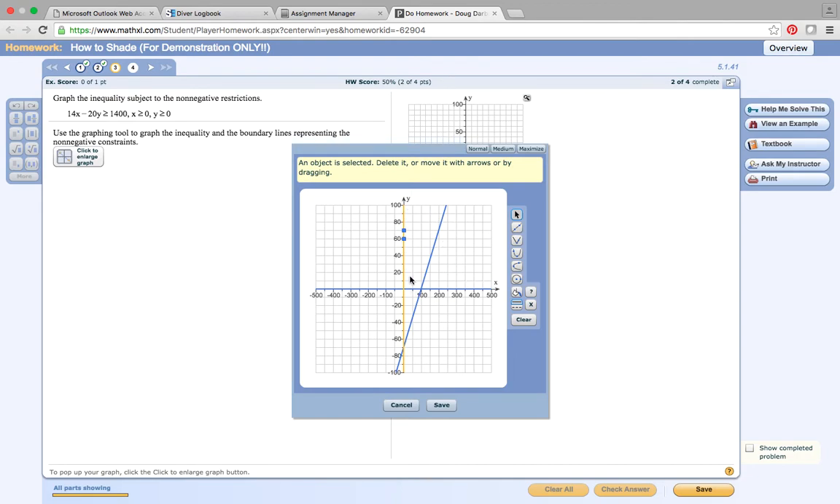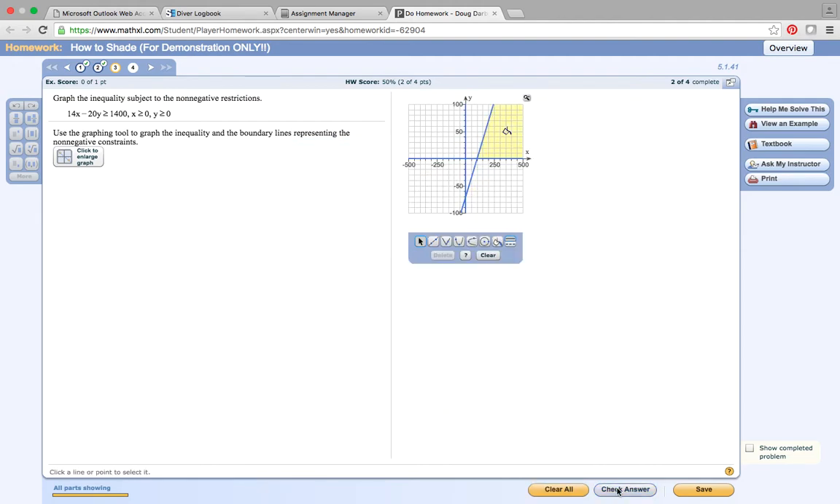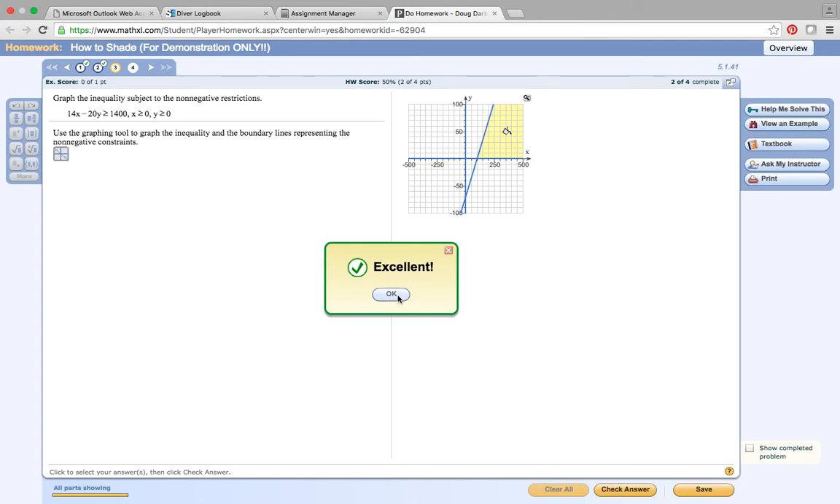So I would come in and choose a test point. I'm going to choose that point right there. So that would be 50, 10. So if I put 50 in for x, I get what, 700? And put 10 in for y, I get minus 200. So that is not greater than or equal to 400, which tells me this area over here has to be the shaded area that's the solution. Save it, check it, and it works.